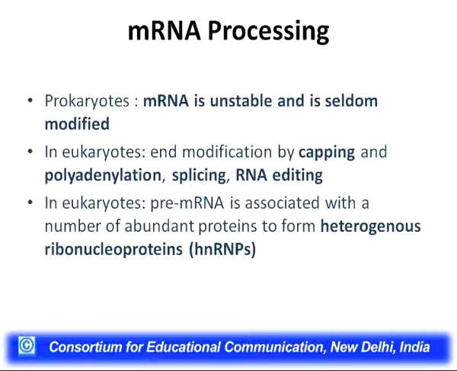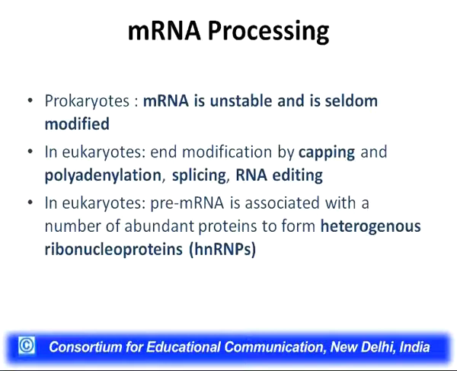When we talk about processing of mRNA, there is a basic difference in the mRNA processing in prokaryotes and eukaryotes. In prokaryotes, there is no nucleus, and as soon as the mRNA transcript starts getting formed, it is also getting translated simultaneously. So, there is simultaneous transcription as well as translation occurring in prokaryotes, and the mRNA of these prokaryotes is highly unstable and it is rarely modified.